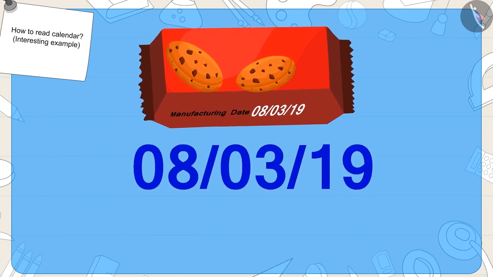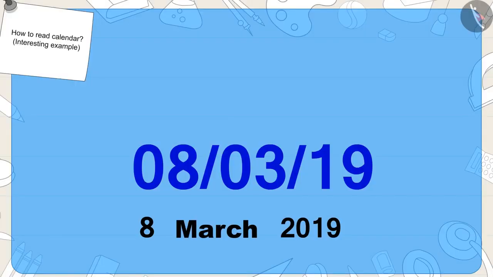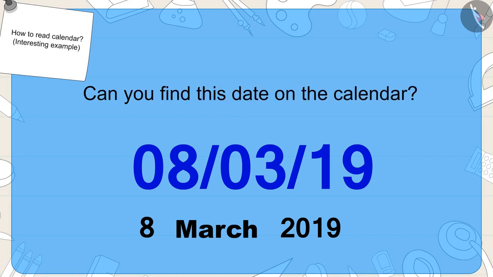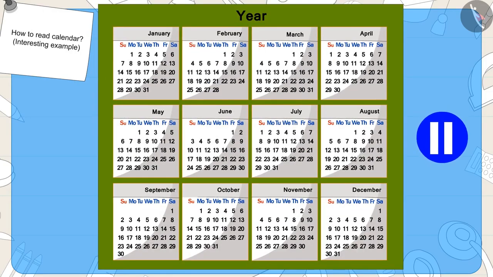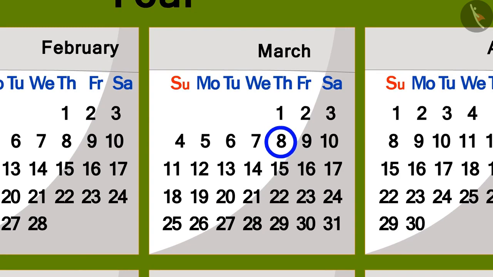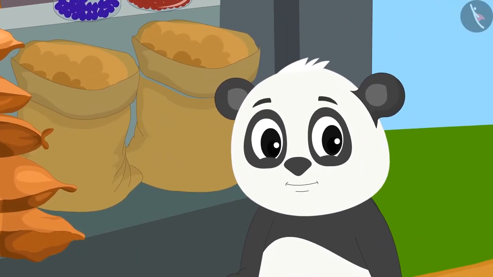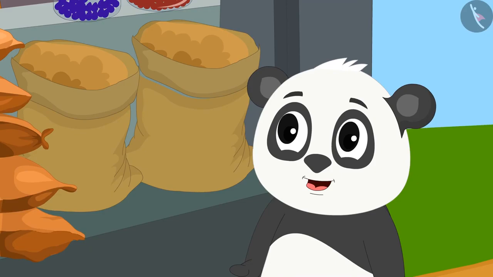2019. So what was the date written on Golu's pack of biscuits? Yes, 8th March 2019. Kids, can you find this date on the calendar? If you want, you can pause the video and find the answer. Well done, kids. You have found the right answer. Golu became very excited after learning how to write this date.